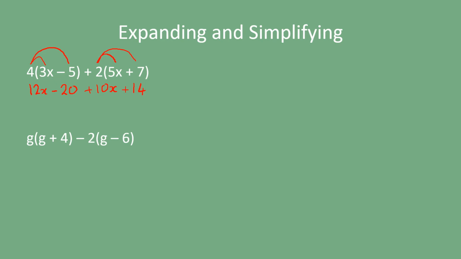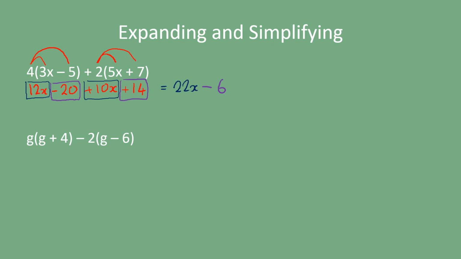So you can see what I've got here is some terms that I can collect together. So I've got 12x plus 10x, and that's overall going to give me 22x. And I've got minus 20 plus 14. Be careful with that one. So we're starting at minus 20, we're adding 14 to it. That's overall going to give me minus 6. And that's it, that's fully simplified.